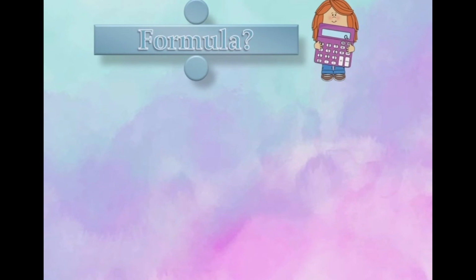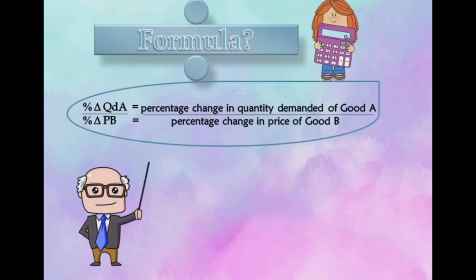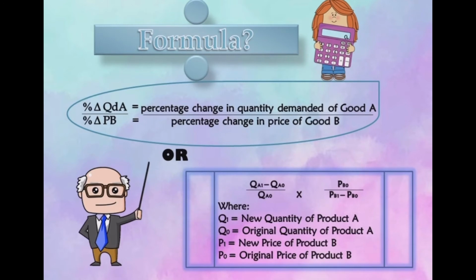Okay, the formula. I will explain about the formula. First, the formula is the percentage change in quantity demanded of good A over the percentage change in price of good B. Or, for the specific formula, QA1, which means the new quantity of product A, minus QA0, the original quantity of product A, divided by the original quantity of product A.